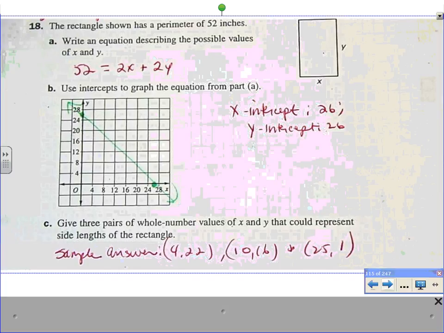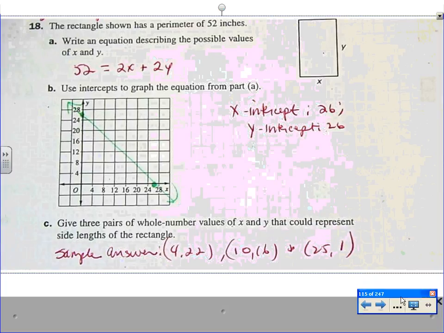So I did some like 4, 22, 10, 16, 25, 1. Any questions on how I got the different combinations? Sam? I thought they were supposed to equal 52, like take the two values. That's the perimeter up top, so you'd have to double it. 2x plus 2y.